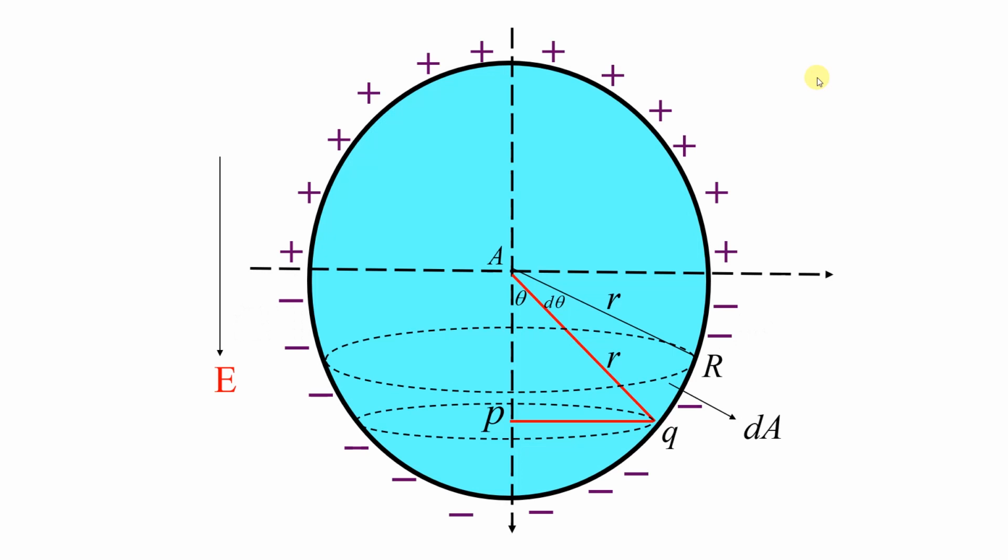So with that understanding of the spherical polar coordinate system, we are now going to find the elemental area dA. In this figure, theta is the polar angle, and d theta is the small angle subtended by this elemental area dA, over which we are going to consider our charge.